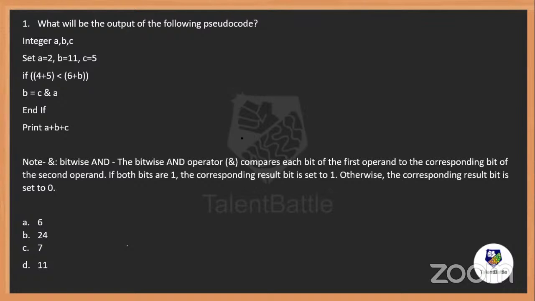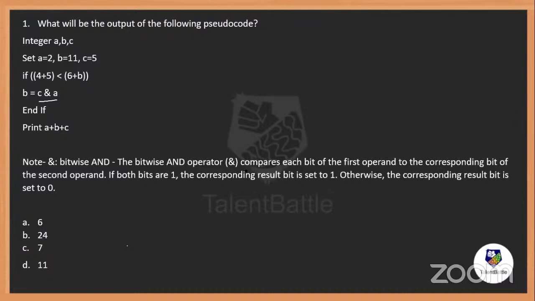The operators they have used in the pseudocode, in most of the cases, they will give you a detailed note explanation about that operator, what exactly it means. Now here they are using bitwise AND operator. You can see in this particular statement. So the meaning is bitwise AND operator will compare each bit in binary of the first operand to the corresponding bit of the second operand. And if both the bits are 1, the corresponding result bit will be set to 1. Otherwise, the corresponding result bit will be set to 0. So we have to consider this parameter also.